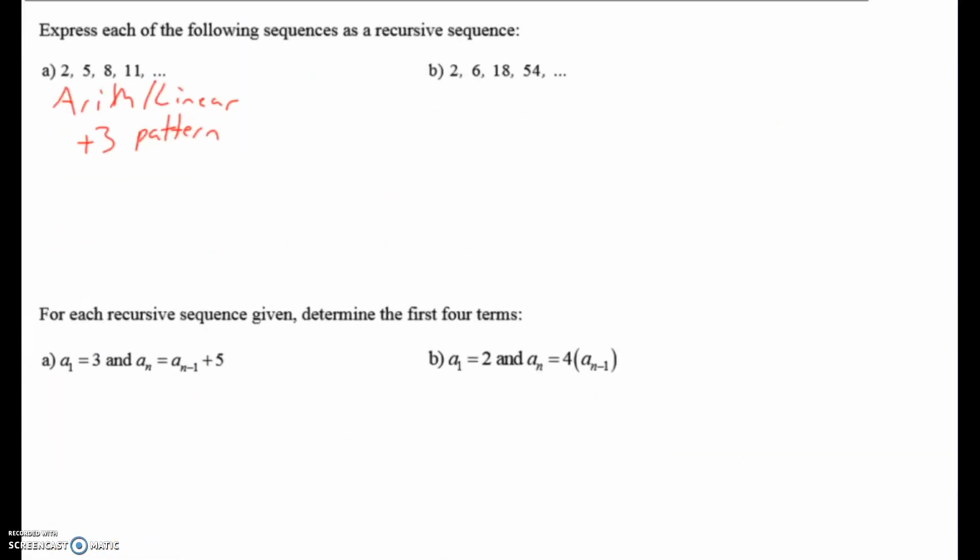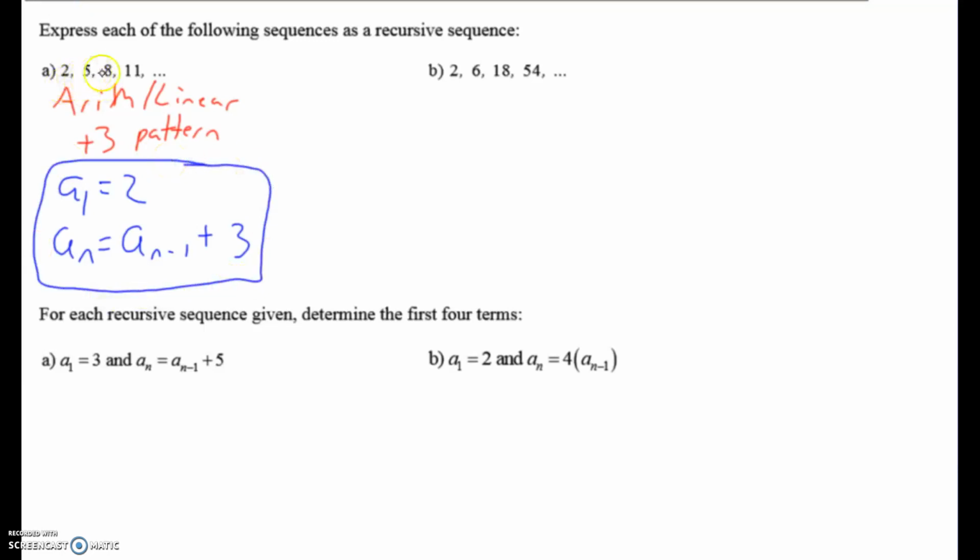And so the way we do it is we simply state that a sub 1 equals 2, because that's the first term. And then a sub n is a sub n minus 1, meaning it's the previous term, plus 3. And this would be the answer.